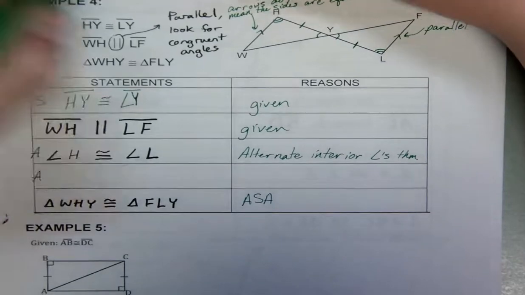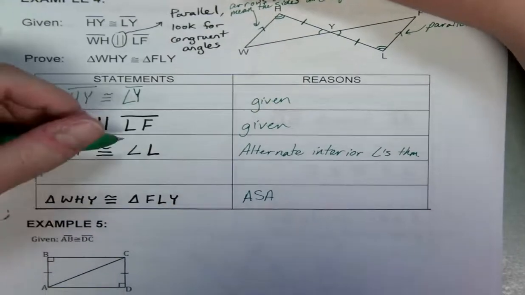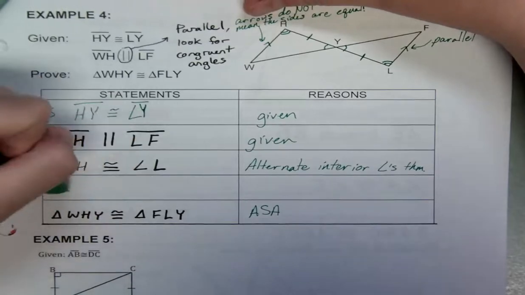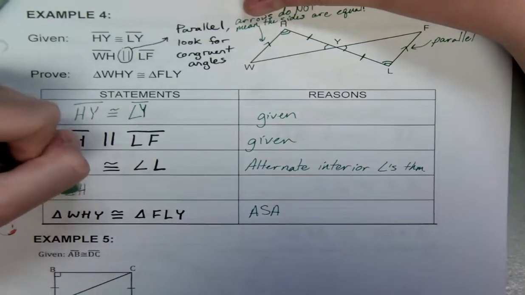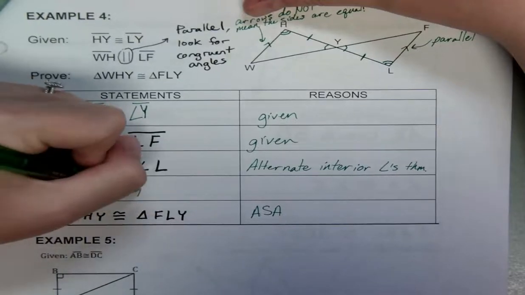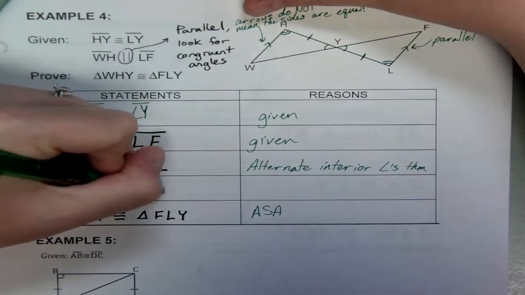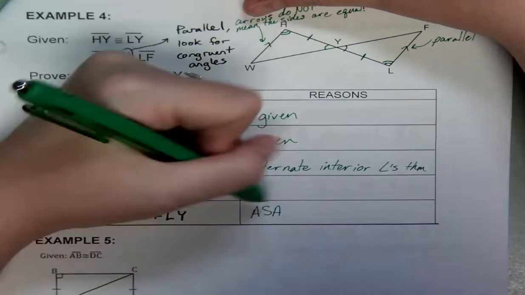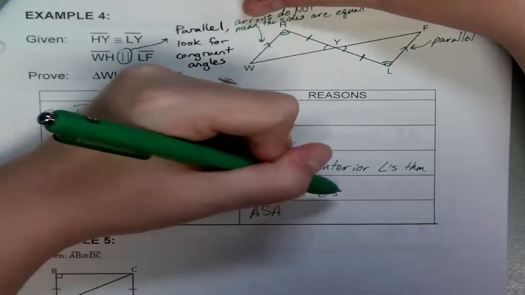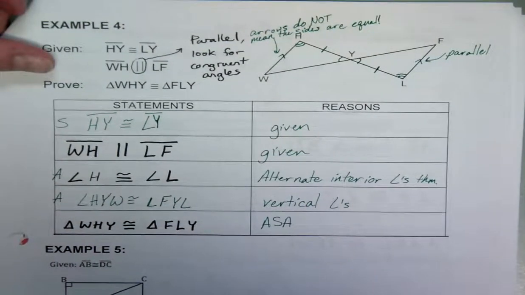And the way we figured that out was because the angles in the middle of the bow tie were congruent, and those are vertical angles. So angle HYW is congruent to angle FYL. And those are vertical angles.